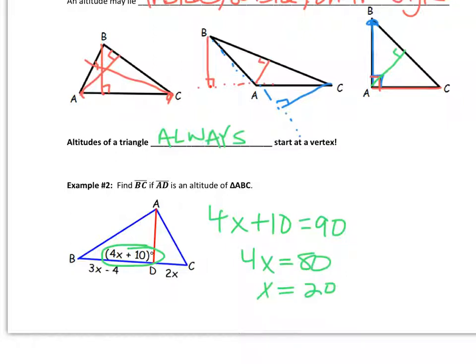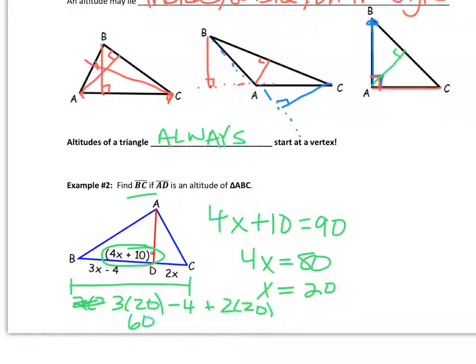Now I'm actually going to read the question. Find BC. So it wants me to find this entire distance. So I'm just going to substitute in 20. So 3 times 20 minus 4 plus 2 times 20. So 60 minus 4 plus 40 is going to give me 96.